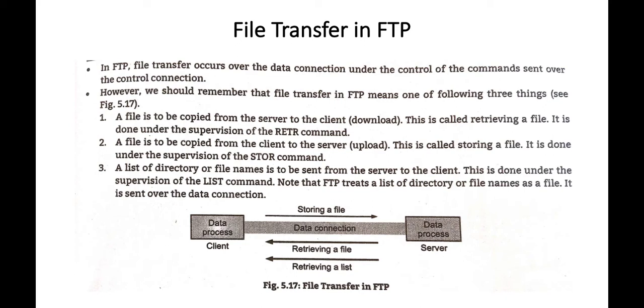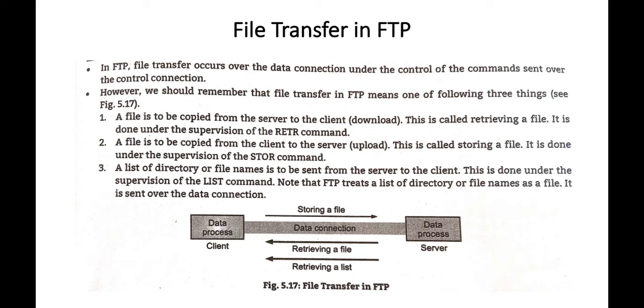For the data connection, FTP uses port number 20. In the diagram of file transfer FTP, this is the client process and the server process, and on both sides there are data processes. First of all, the client establishes the connection, which means it sends some commands, and according to those commands it establishes a connection. We already discussed that for establishing the connection between the client and server, we first use some commands, through which the command connection is established.